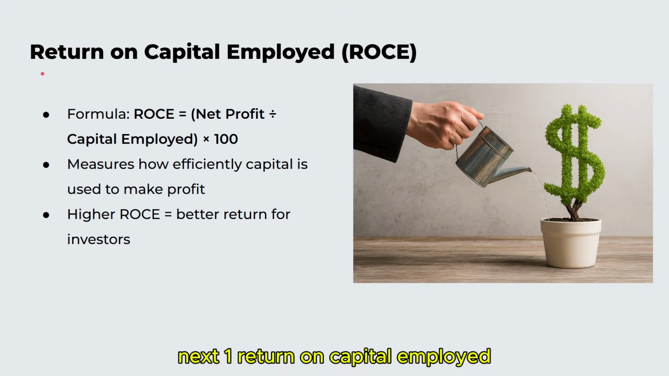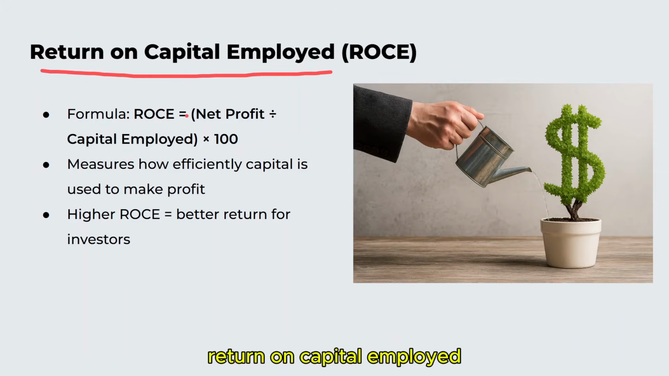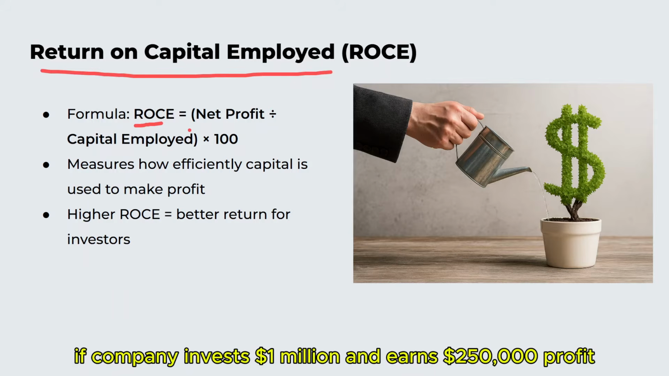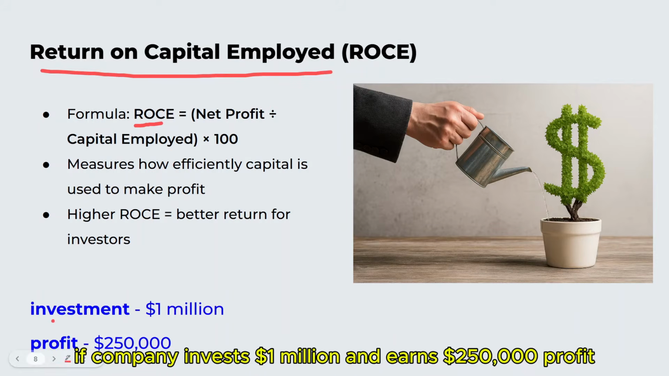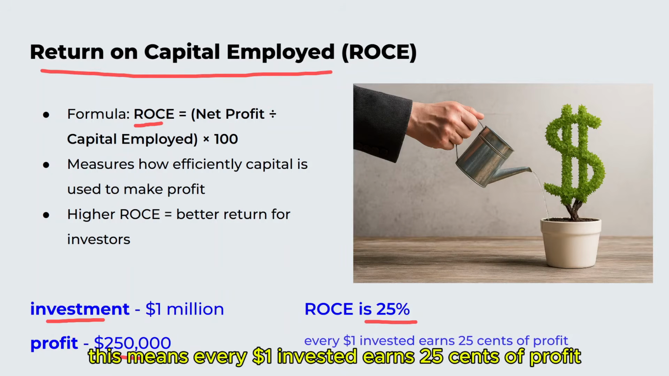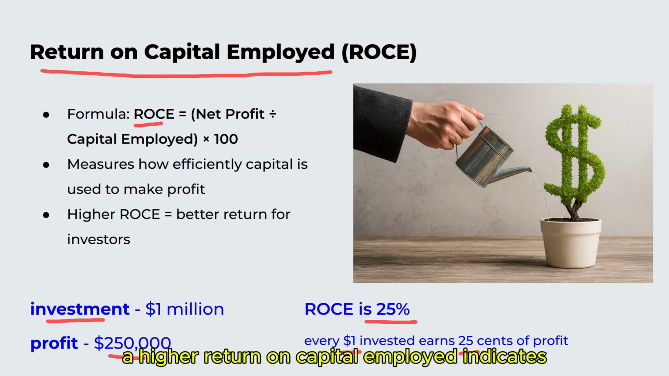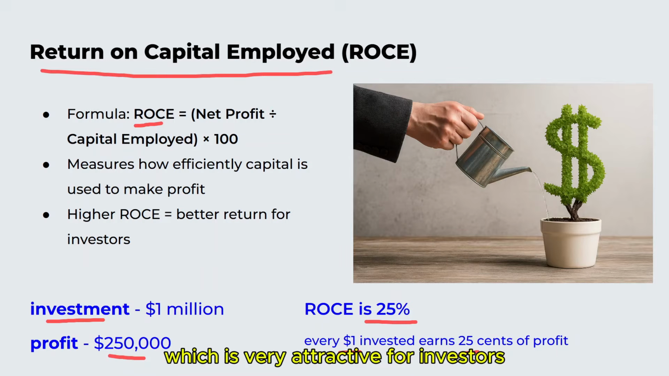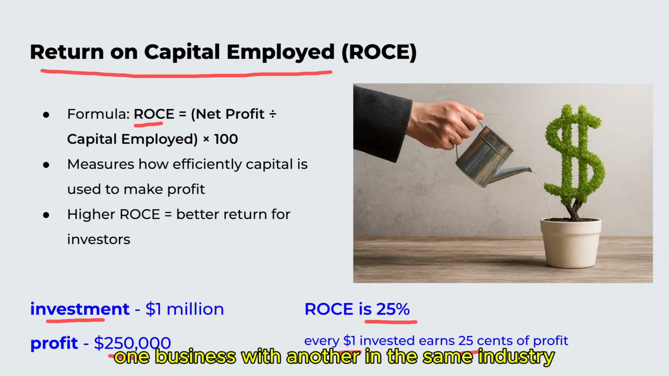Next one, return on capital employed. Return on capital employed shows how effectively a company uses its total long-term capital to generate profit. For example, if a company invests $1 million and earns $250,000 profit, its return on capital employed is 25%. This means every $1 invested earns 25 cents of profit. A higher return on capital employed indicates strong performance and better use of resources, which is very attractive for investors. It also helps compare one business with another in the same industry.